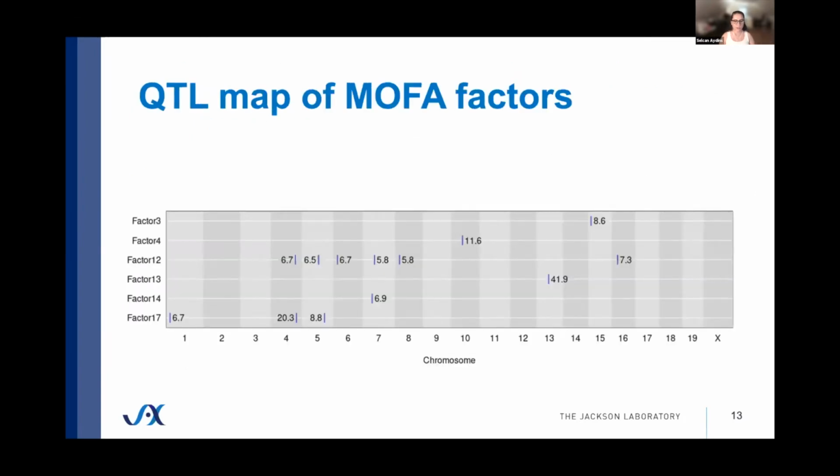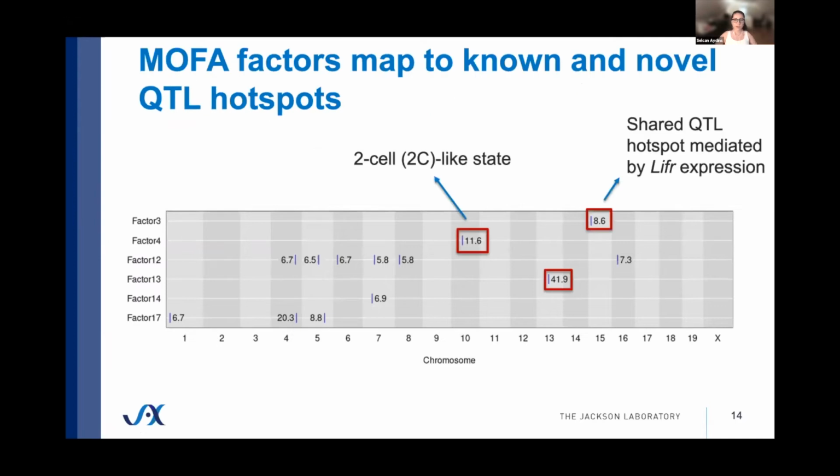So this is the QTL map I ended up with. And some of these are actually previously identified QTL hotspots that we found in our previous paper. The LIFR, so remember factor 3 was highly correlated to LIFR genotype. So genotype at the LIFR locus, we picked that up. We had found another transband on chromosome 10 that was related to 2C-like state, which I will mention a little bit. And then another one we had previously identified on chromosome 13. But it also lets us identify these new genetic signals as well.